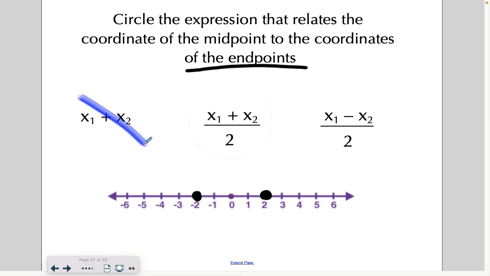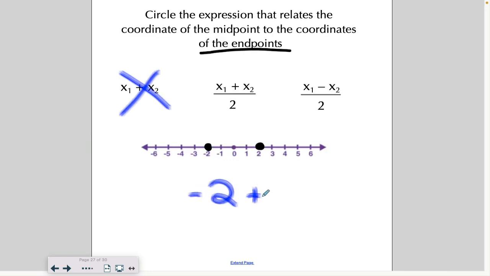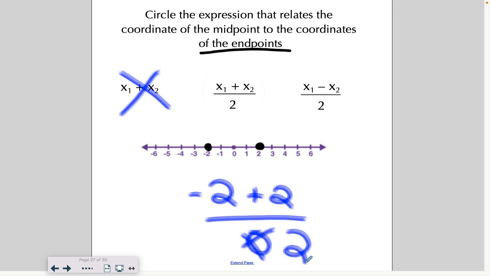Okay, this one makes no sense at all. It's very natural to think that you would subtract them because you subtract for distance, but it wouldn't work. If I did 2 minus -2, that's 4, slice it in half, that's 2. That would never, ever work. If I choose a really easy example, if I do -2 and 2, -2 plus 2 over 2, what is that? 0 over 2, which is 0, which is my midpoint. Okay, so you actually add them and slice in half or take the average of them.